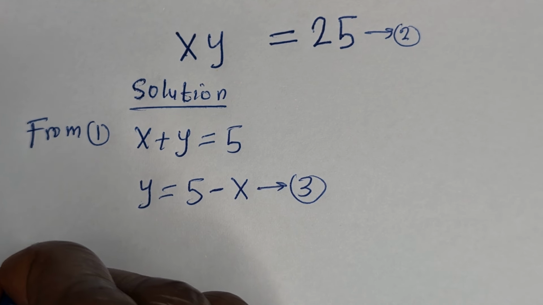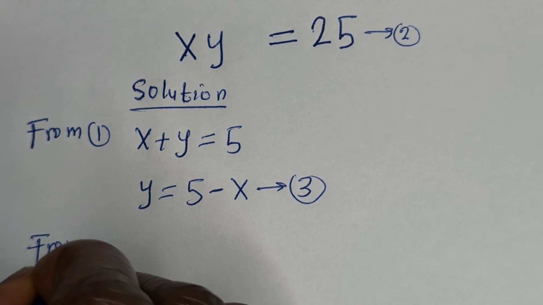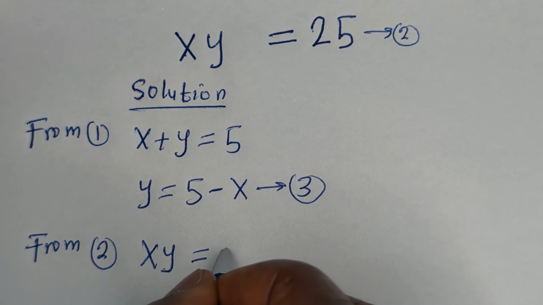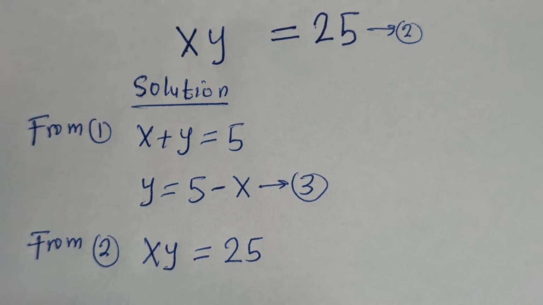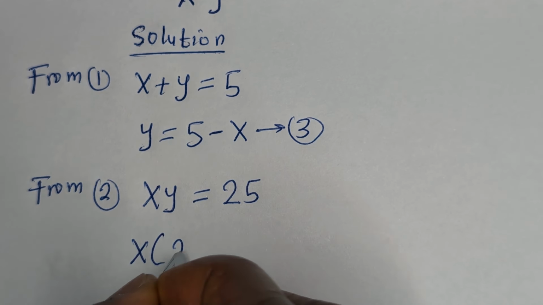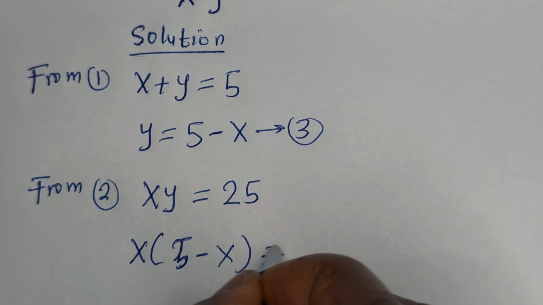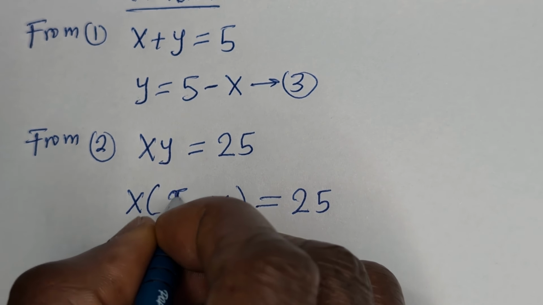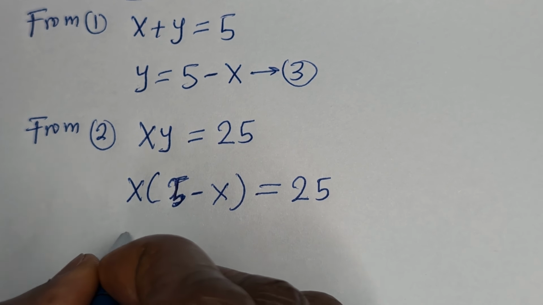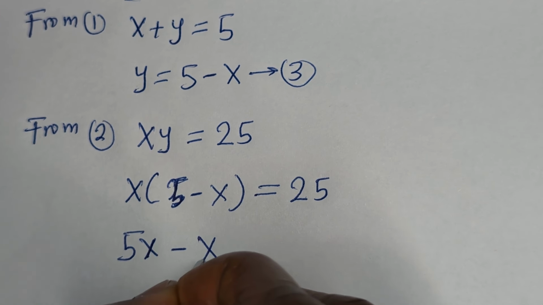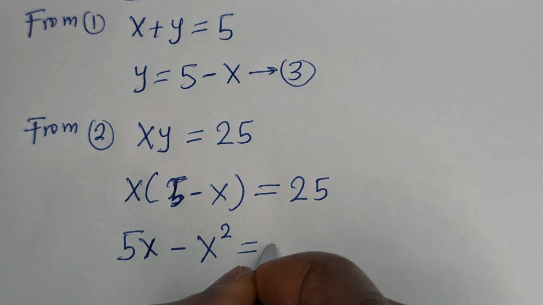Then from equation 2, xy is equal to 25. Now let us substitute for y. We have x bracket 5 minus x bracket is equal to 25. Then x multiplied by 5, this is 5x, minus x multiplied by x, x square, is equal to 25.